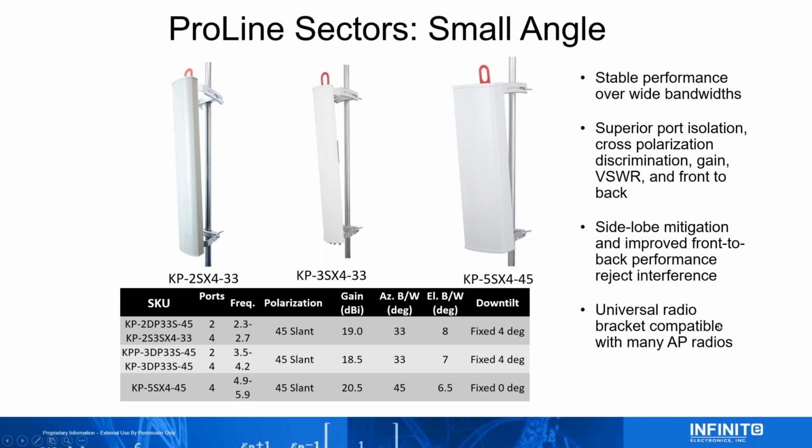Yeah, the universal radio bracket comes on all our ProLine sectors. You can't really see it here, but it goes on the back. I don't know if I put a slide in here. We were cutting slides like mad. But it allows you to mount directly most radios, not all, but most of your most common ones, your Cambiums, Ubiquitis, directly to the back of this antenna.